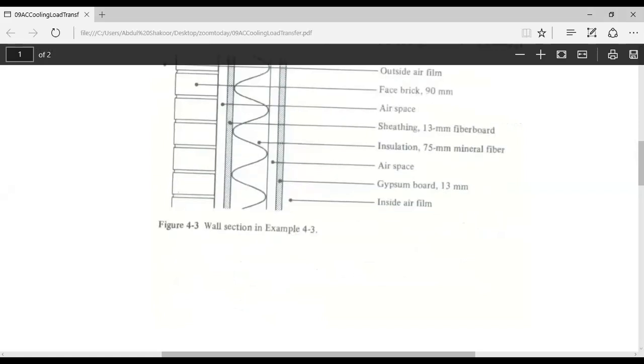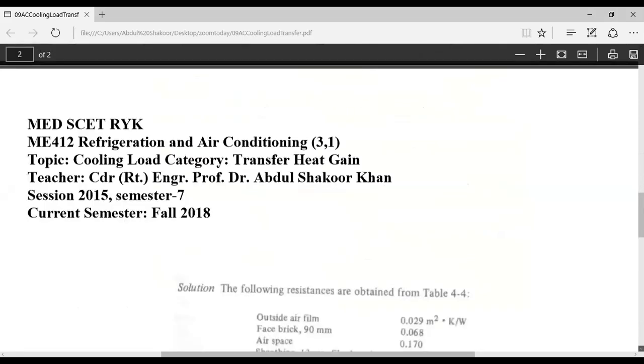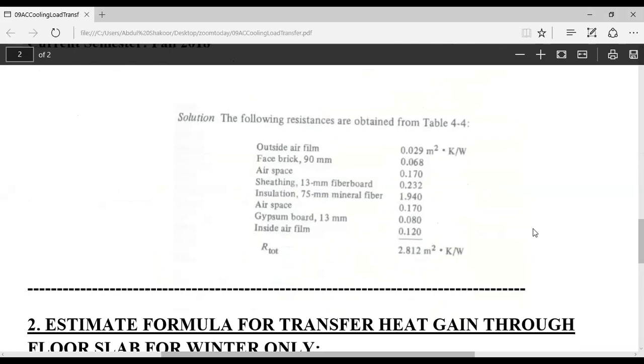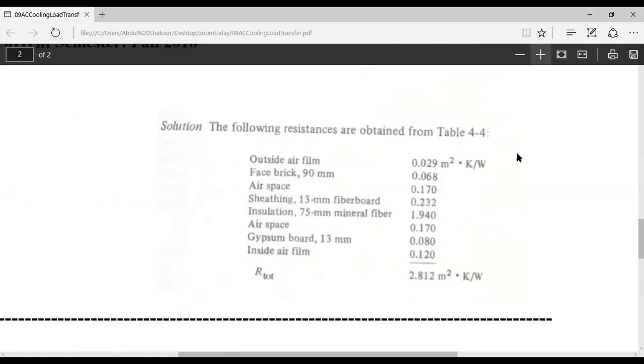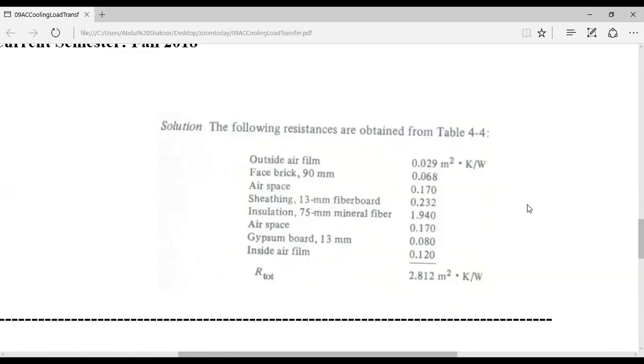These thermal resistances should be taken from property tables. This is given here in this table. This is the solved example. From table 4.4, you can find outside air film resistance is equal to 0.029 meter square Kelvin per watt. See the unit. The reciprocal of this unit is the conductance. Resistance and conductance are reciprocal to each other, that's why units are also reciprocal. The unit of conductance is watt per meter square per Kelvin, and the unit of thermal resistance is meter square Kelvin per watt.